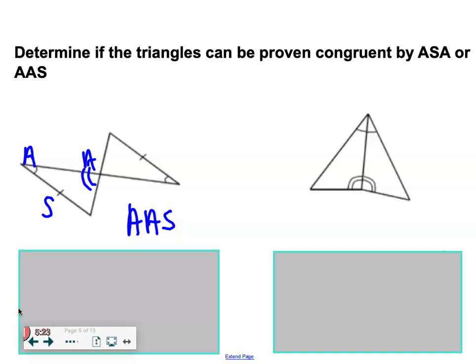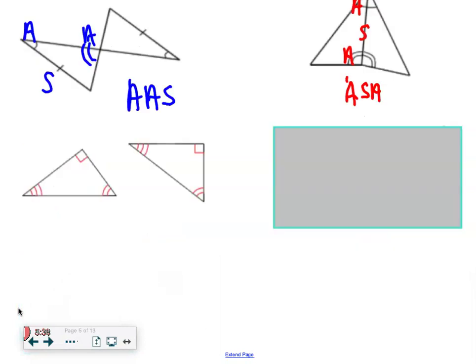Okay, so now this one, we have an angle marking and an angle marking, and they share the side between the angles. So this one would be angle, side, angle. You guys see that?